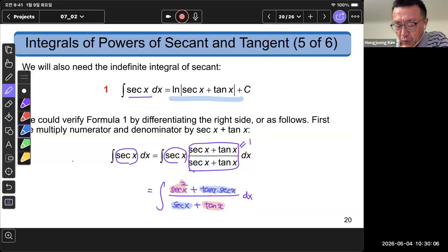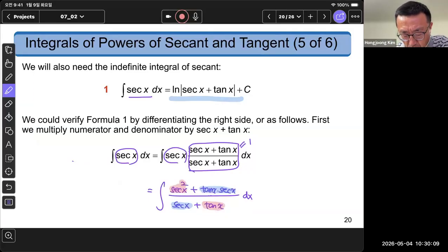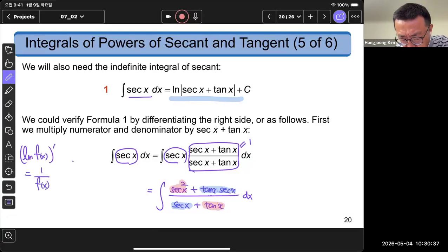Okay, as I said, we are using this formula quite often. Let me explain the other way. So ln f of x, when differentiated, you get 1 over f of x times f prime of x. And we have this absolute value sign here.